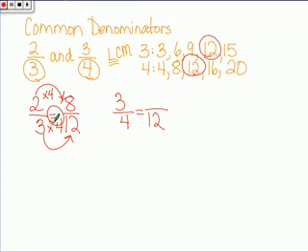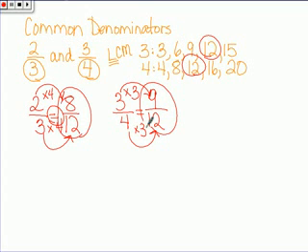I'm going to do the same thing for 3/4. 4 times what is 12? 4 times 3. So if they multiplied by 3 at the bottom, I'm going to multiply by 3 at the top, and 3 times 3 is 9. So 3/4 and 9/12 are equivalent fractions. So now I have two fractions, 8/12 and 9/12, with the same denominator of 12.